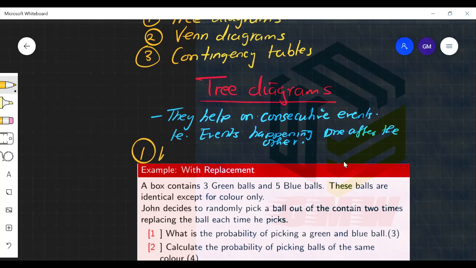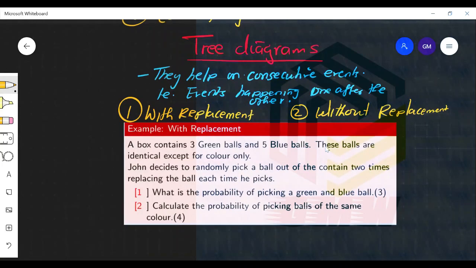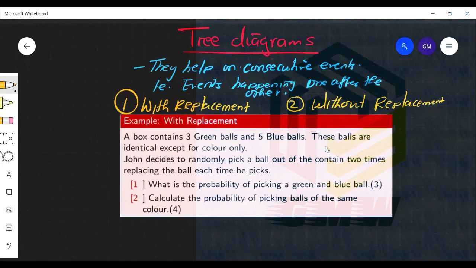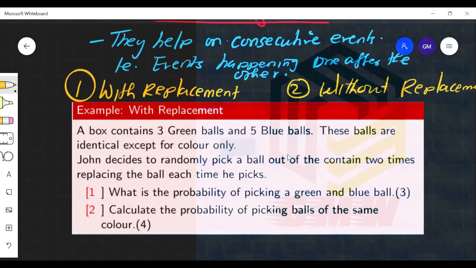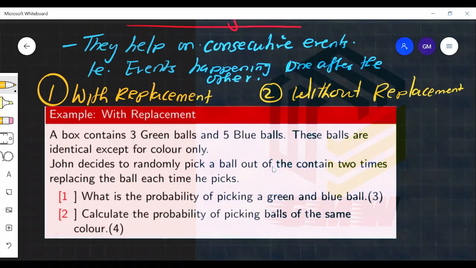One is with replacement, and another one is what we call without replacement. So tree diagrams help on consecutive events, things that are happening one after the other. For example, if you come across a question that says he picked and he picked a second time, he drew and drew again, those are events that are happening one after the other. So a tree diagram represents those things nicely.